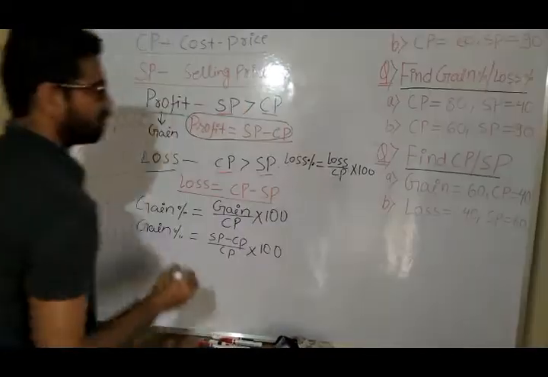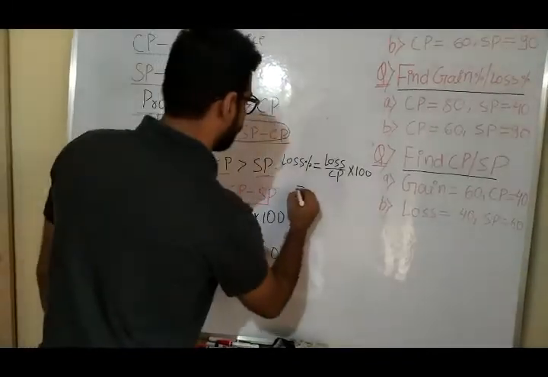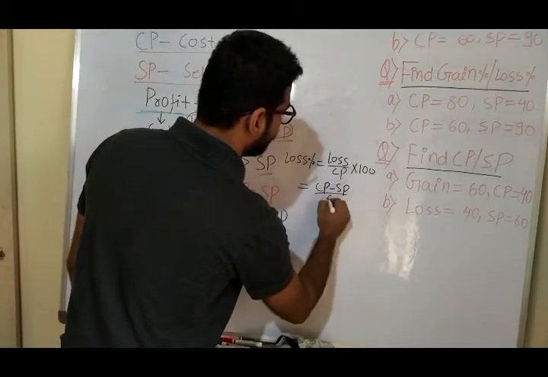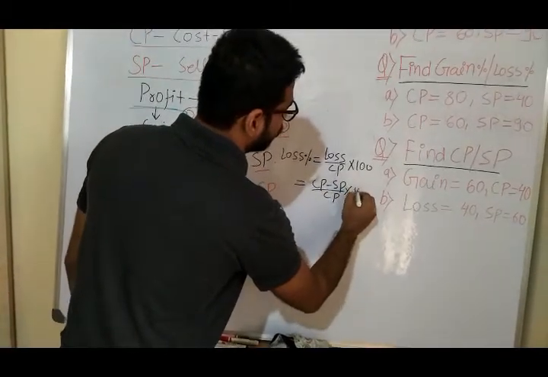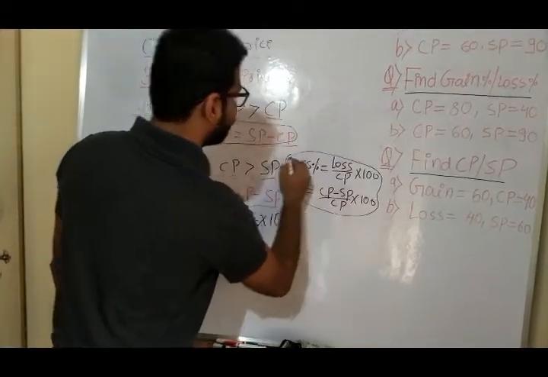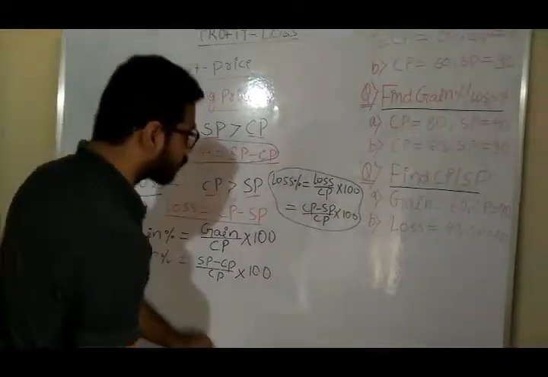Now, we know that loss is equal to CP minus SP. So can we put that formula? CP minus SP by CP into 100. So we got loss percentage is equal to CP minus SP by CP into 100. Okay, let's move to the question part.